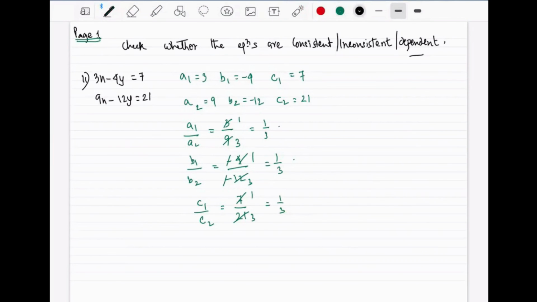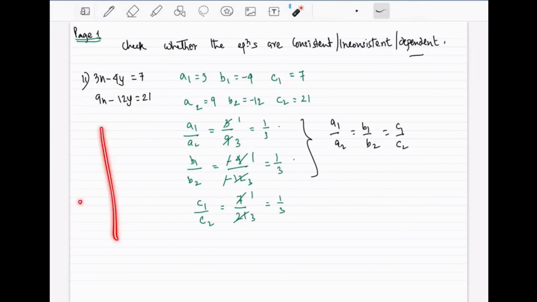So what we have is a1 by a2 is equal to b1 by b2 is equal to c1 by c2. What was this the condition for? This was the condition for dependent, right? Dependent means if you draw the graph for these two, we are going to get only one graph. It may look like this or it may look like this. But we are going to get only one graph for both of them. That's the meaning of dependent. So we will say here the two equations are dependent.